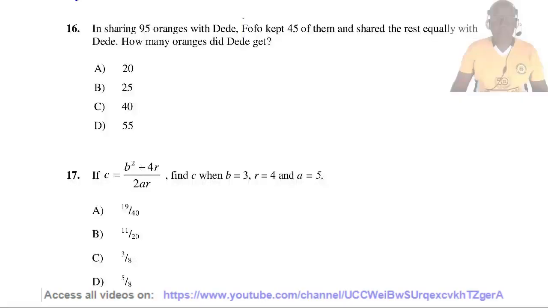Question 16. In sharing 95 oranges with Dede, Fufu kept 45 of them and shared the rest equally with Dede. How many oranges did he get? The oranges were 95 in number. Fufu kept 45 of them. So we shall subtract 45 from 95 and we shall get 50. So the 50 oranges were shared among Fufu and Dede. 50 divided by 2 will give us 25. So Dede had 25. So the answer is B.